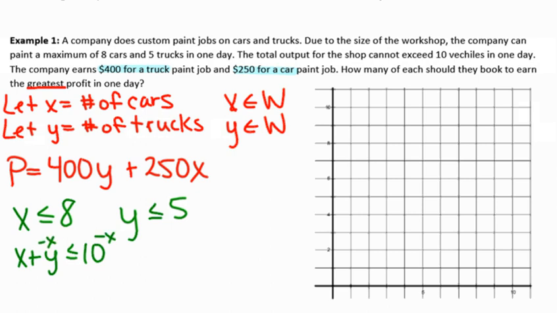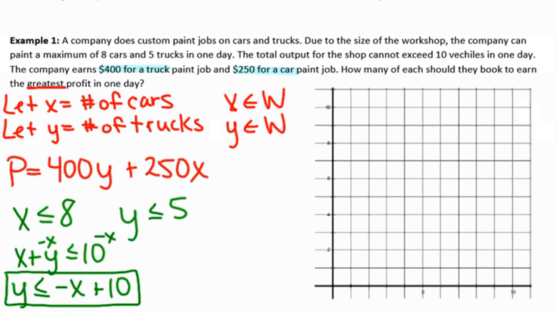Again, just changing the order here so that we have it in our y equals mx plus b form. My third inequality is y is less than or equal to negative x plus 10. I'll be graphing x is less than or equal to 8, and y is less than or equal to 5.